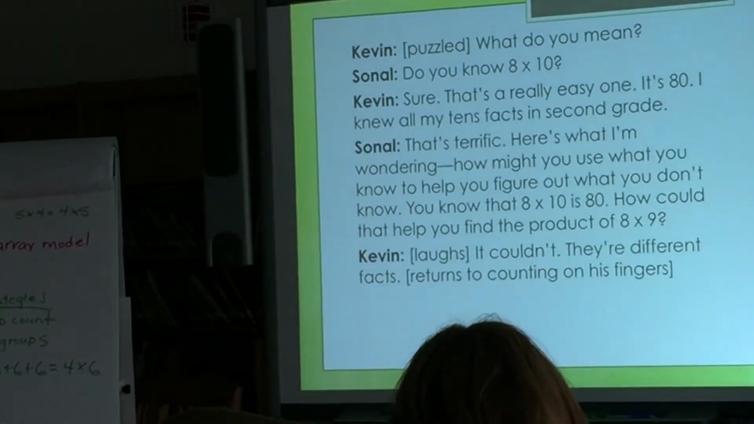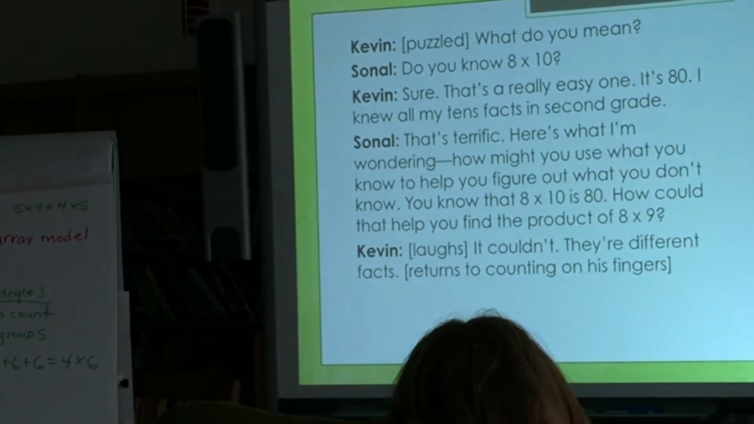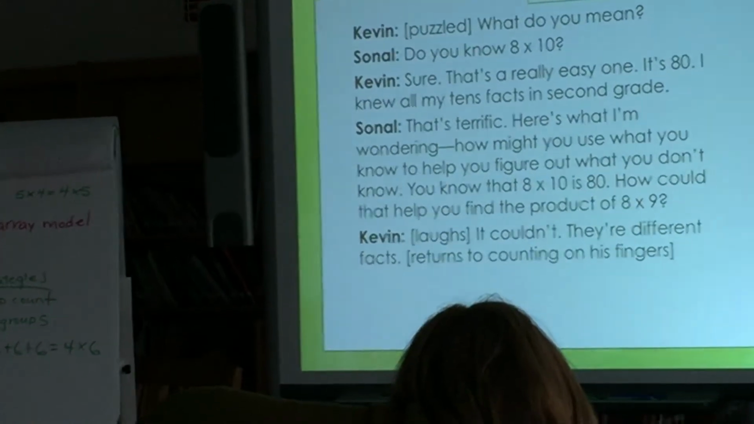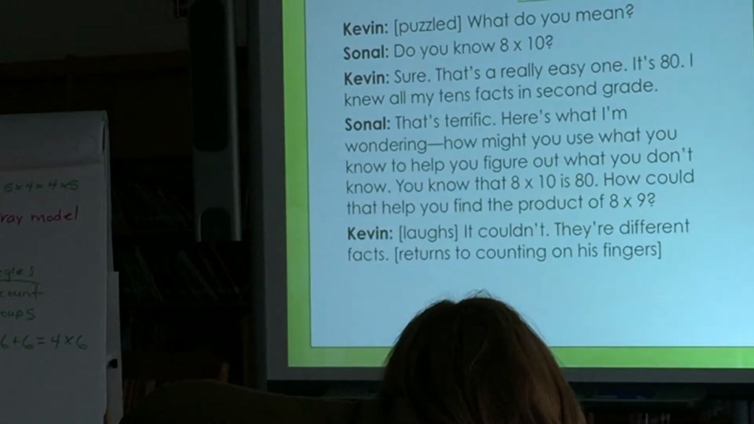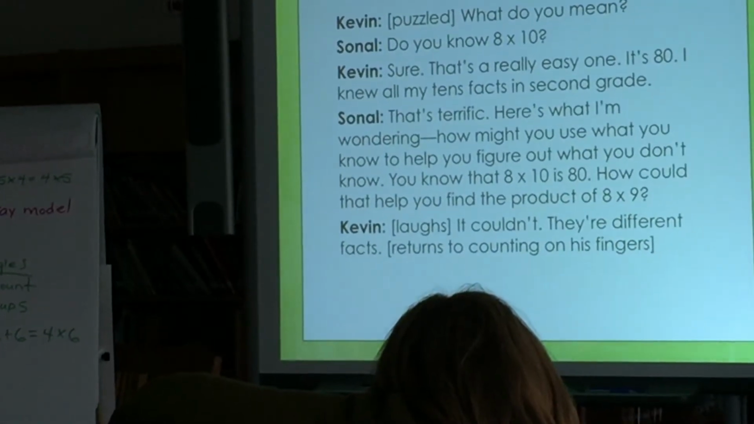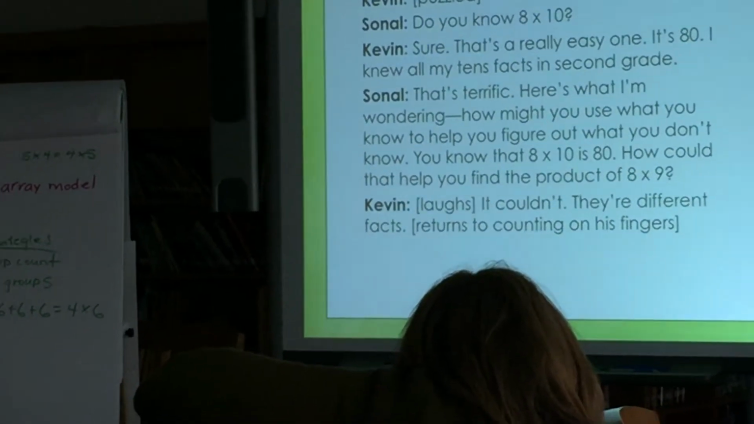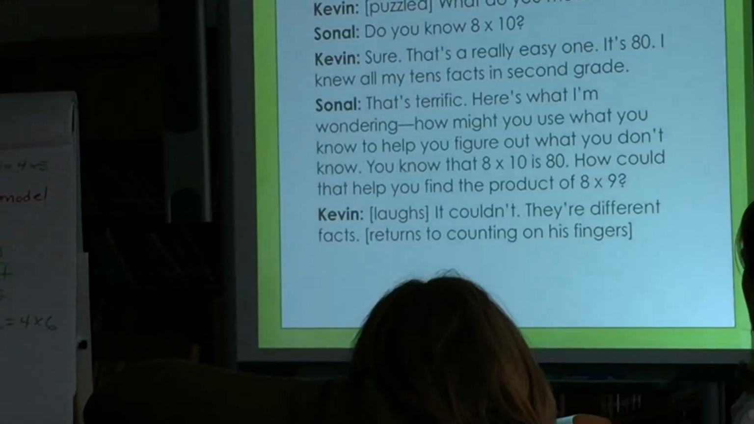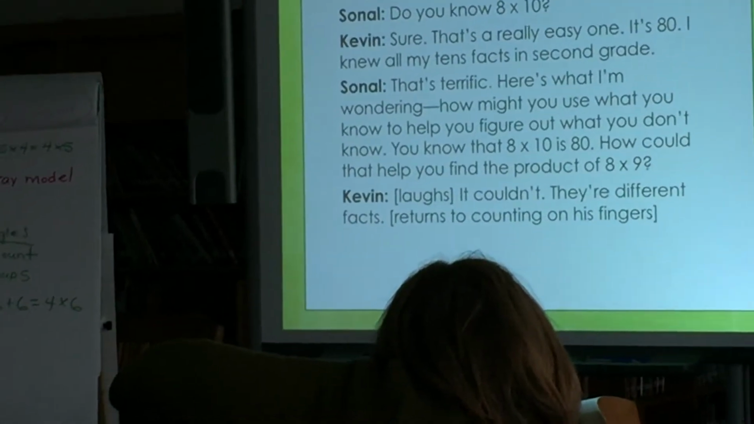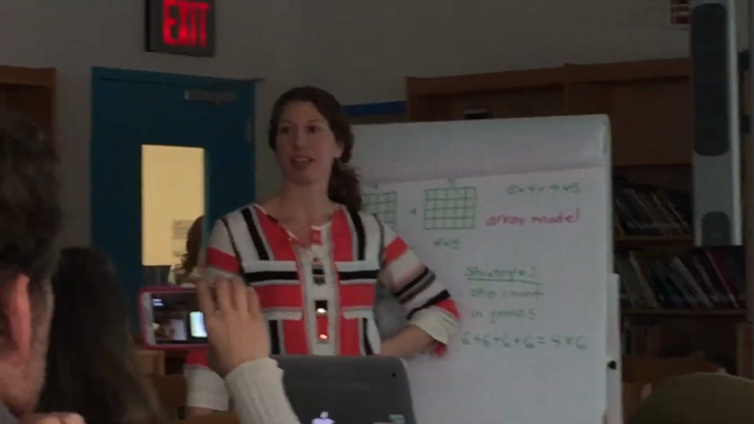Here's what I'm wondering. I'm wondering, how might you use what you know to help you figure out what you don't know? You know that 8 times 10 is 80. How could that help you figure out the product of 8 times 9? And Kevin laughs and he says, it couldn't. They're different facts. And he goes back to counting on his fingers.